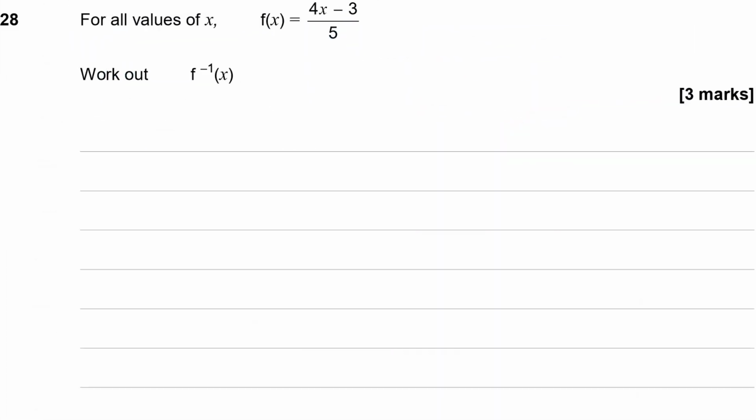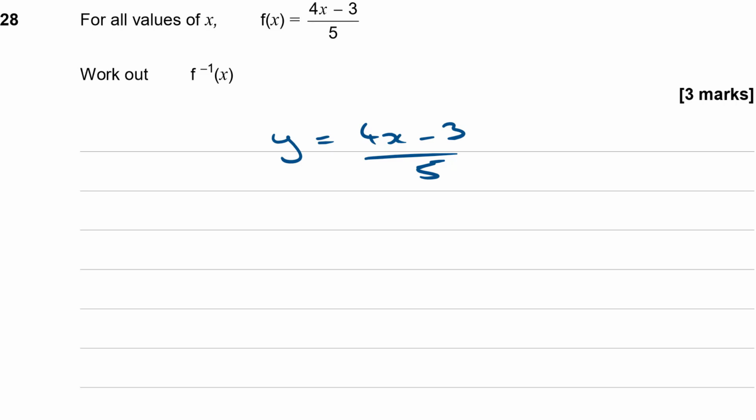Work out f to the minus 1 of x. So we want to find the inverse function of f. Now the quickest and simplest way of doing this is, let's just make it an equation first. y equals 4x minus 3 over 5. And then rearrange to make x the subject.